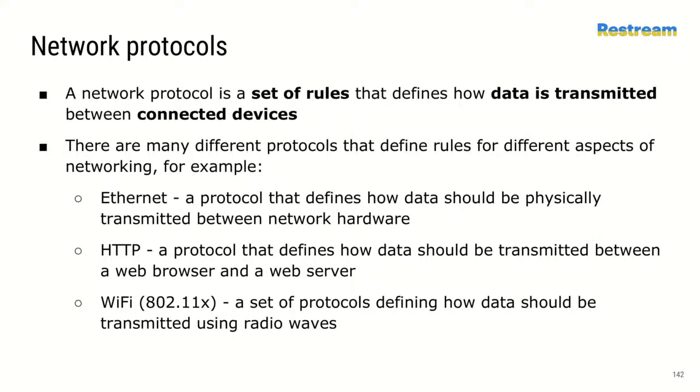So that's key information. HTTP is used for accessing and receiving web pages. What it does is it allows the web browser to communicate with the web server to receive these web pages. And then Wi-Fi. Wi-Fi is a set of protocols defining how data should be transmitted over radio waves.